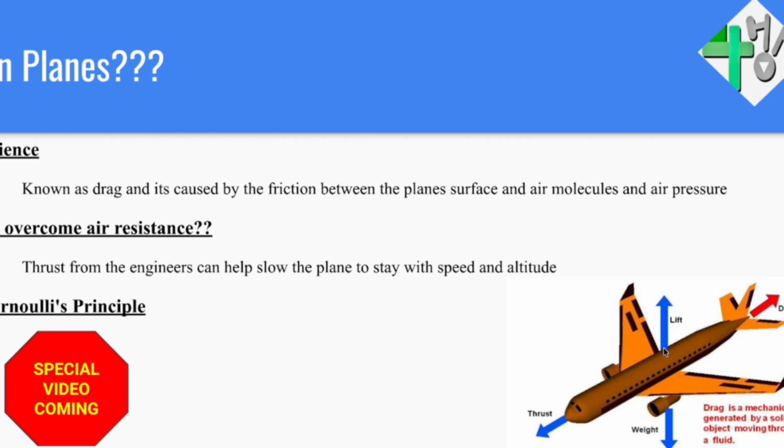We can see here that the lift is a normal force, the weight is Fg, and thrust is pushing the plane forward. We're also seeing drag, which is the air resistance that's pushing against it, slowing it down as well.